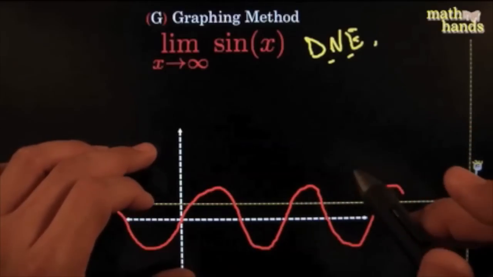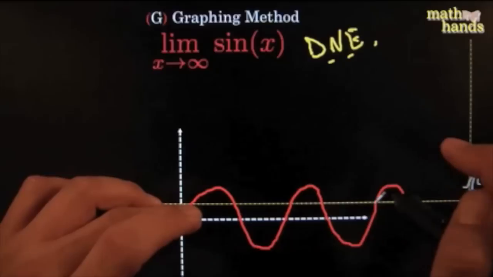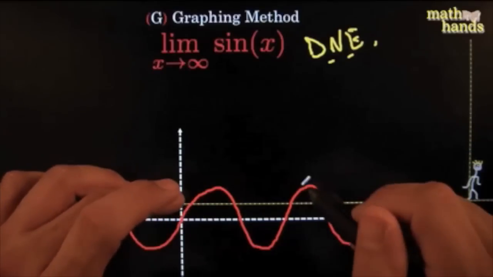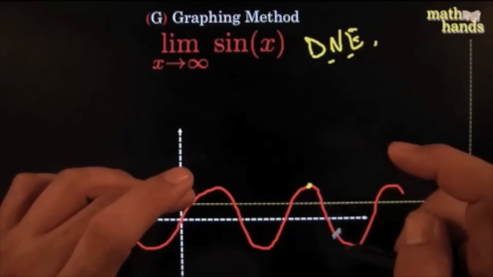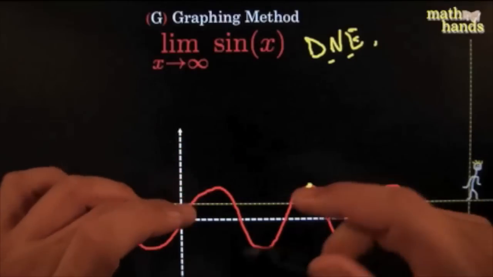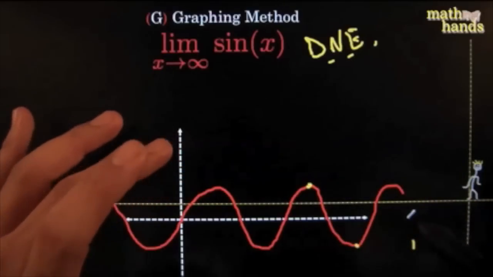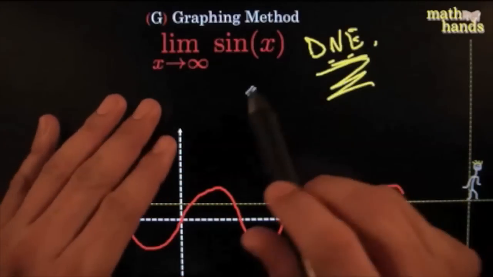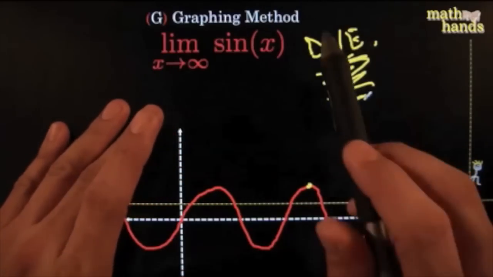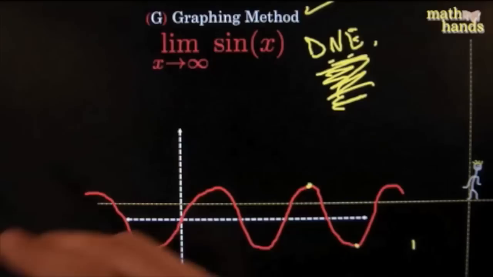You can't say it's going towards 0 because it gets out of the 0 bucket immediately. You can't say it's going towards 1 because it immediately gets out of the 1 bucket and starts going towards the -1 bucket. There's no bucket that it is going towards. It's just jumping all the way around all the time, forever. And so this is a famous example of a limit that does not exist in our very, very first one, and it's clear to see from the graph. So 1 point for the graphing method.